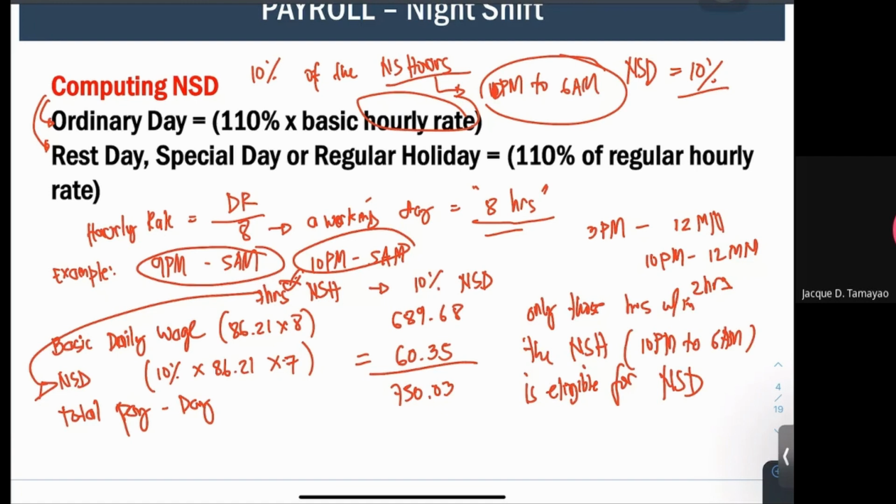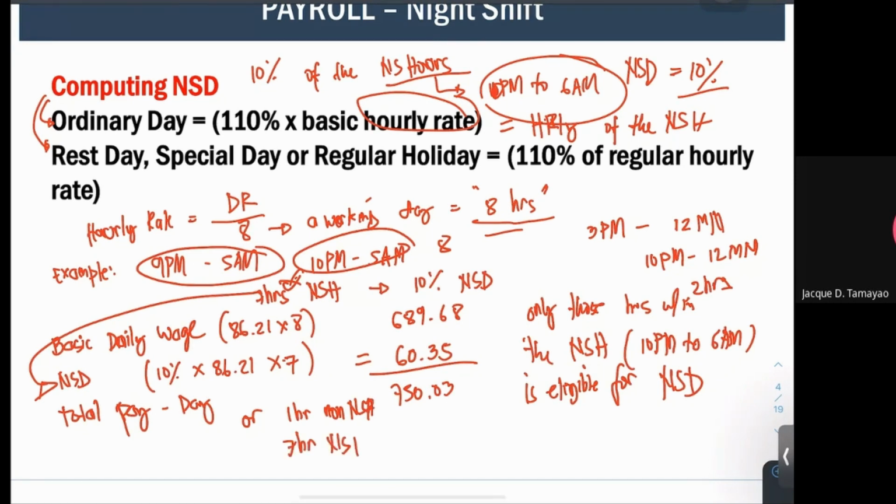Sir, question, why is it on our formula it is 110% of the basic hourly rate? Because you will compute for the hourly rate now of the night shift hours. Okay? Or we can compute this way. The total working hours is 8 hours, right? So 1 hour non-night shift hour and 7 hours night shift hours. So the non-night shift hours is still at 100%. The night shift hours is at 110%. Multiplied by our hourly rate.